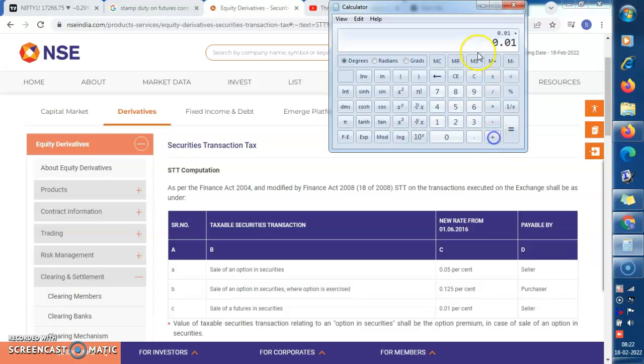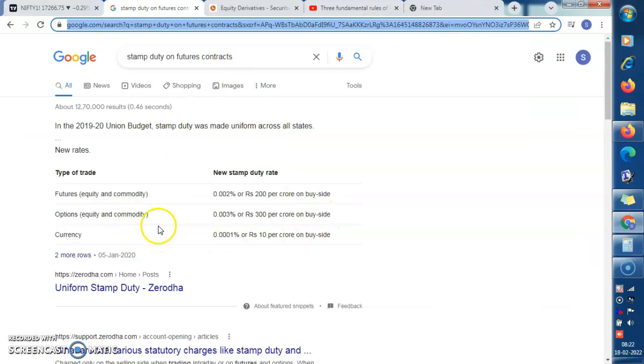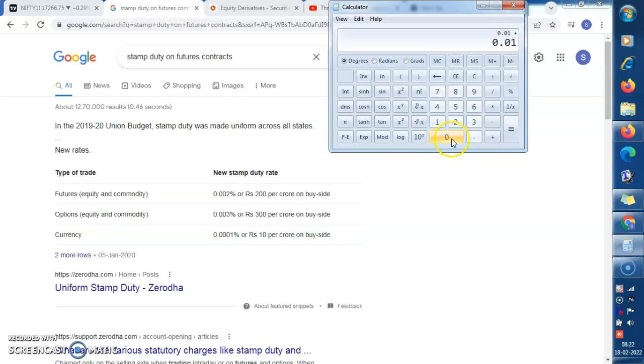0.01 plus, then there is stamp duty on future contracts. So that for futures is 0.002. So you add plus 0.002. That is something fixed, whether you are doing intraday trading or delivery based trading. Plus you will have the brokerage that you pay.